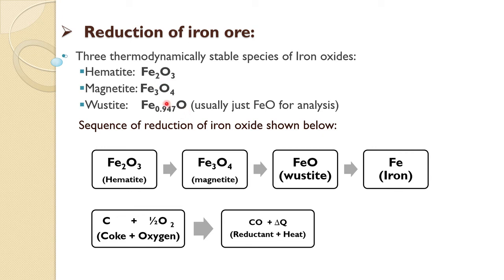Wustite dissociates, it is not stable below 570 degrees Celsius, and also you are aware that reduction goes in a sequence, hematite to magnetite to wustite and to iron, and reductant for this is mostly the CO gas. So, which is produced by burning carbon at the tuyere level with oxygen, then you get the CO as a reductant gas and the heat.